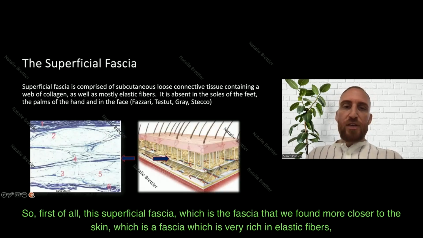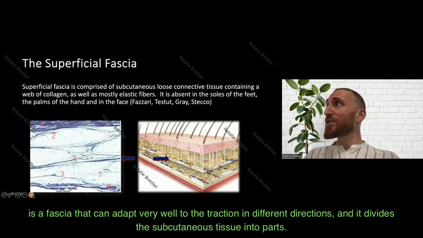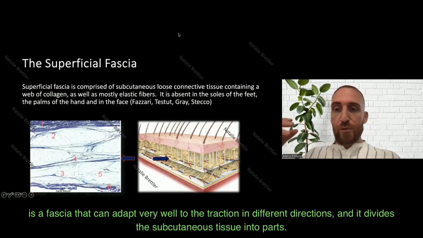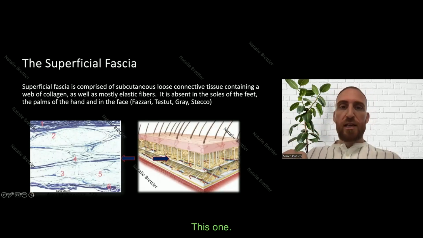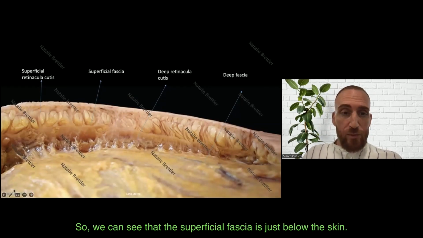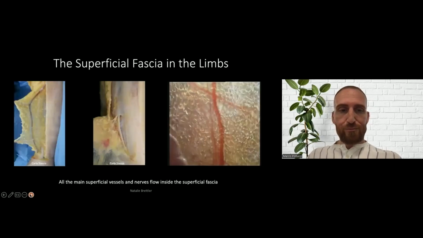So first of all, the superficial fascia, which is the fascia that we find closest to the skin, is very rich in elastic fibers. It can adapt very well to traction in different directions, and it divides the subcutaneous tissue in two parts. Here we can see the superficial fascia with the superficial retinacula cutis, the deep retinacula cutis, and the deep fascia. So we can see that the superficial fascia is just below the skin.